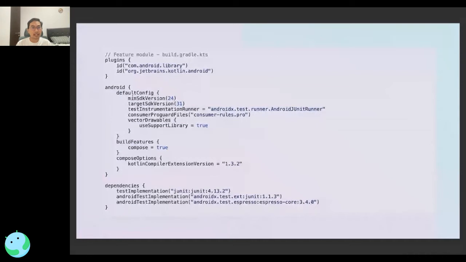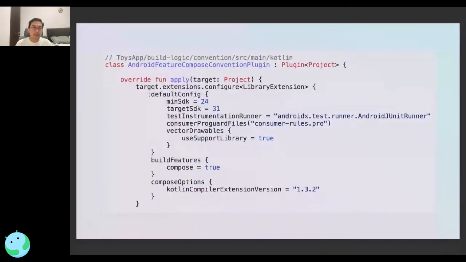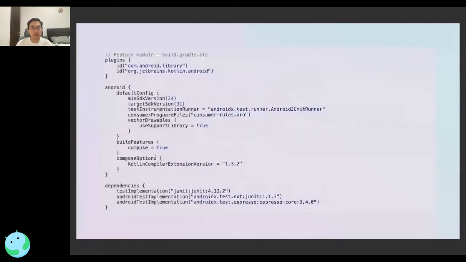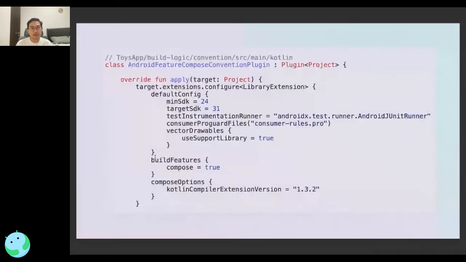And as you can see from this code, it looks similar with the code in the build.gradle, right? Same default config block, same build features, and same compose option. We just have to move it to the plugin by using this extension.configure function.